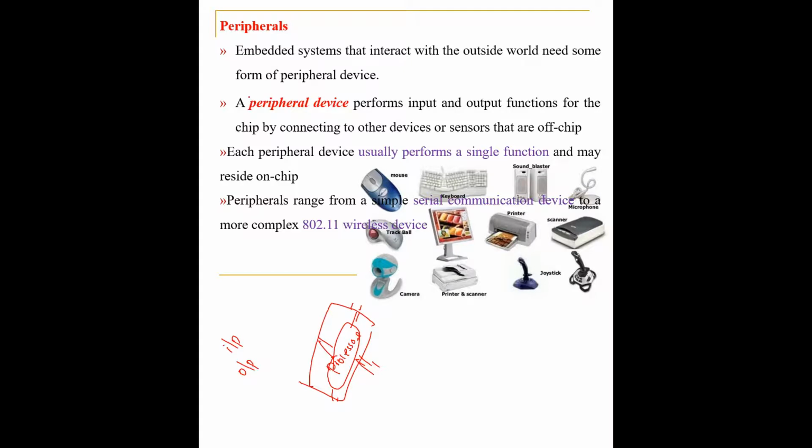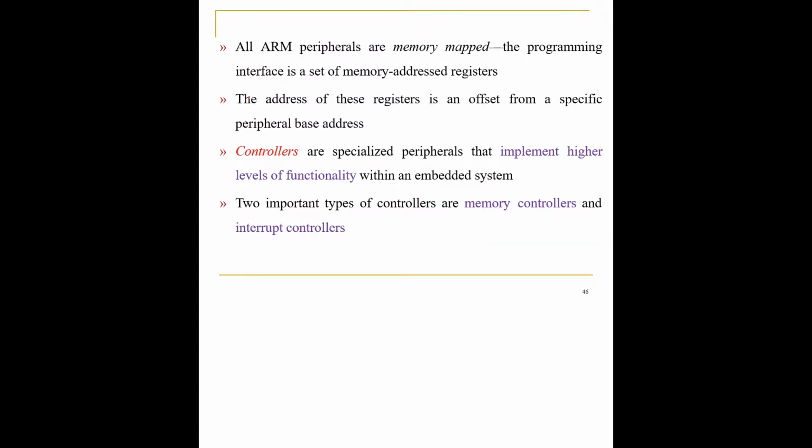The final thing I need to cover with respect to embedded system hardware is already given here, so it has been explained. All ARM peripherals are memory mapped. The programming interface is a set of memory address registers. What does this mean? Let me say you have peripheral 1, peripheral 2, peripheral 3, and peripheral 4 connected here. All of these will have an address.